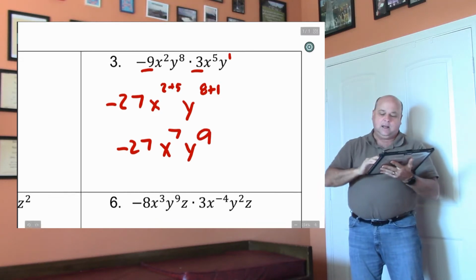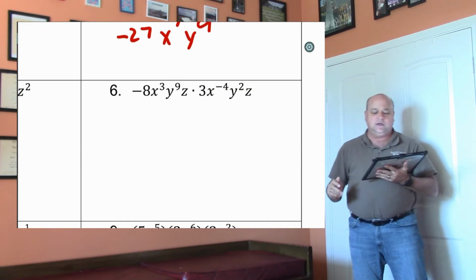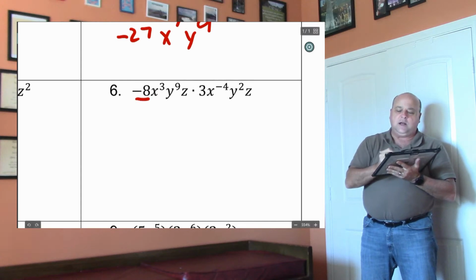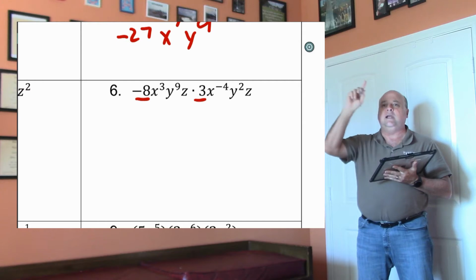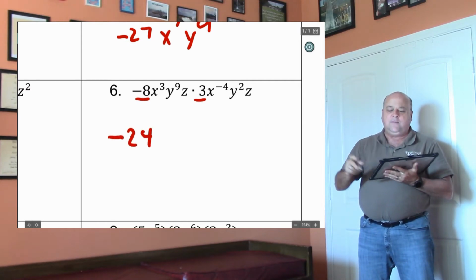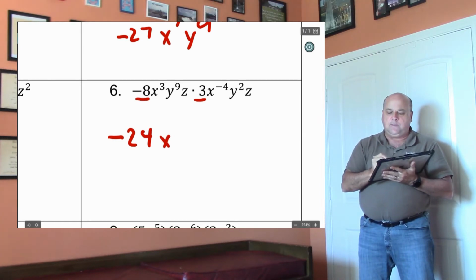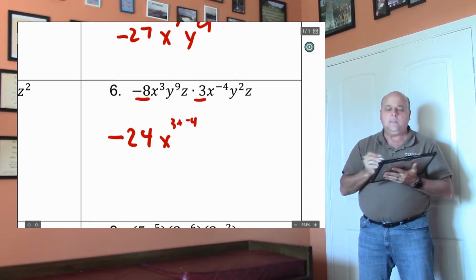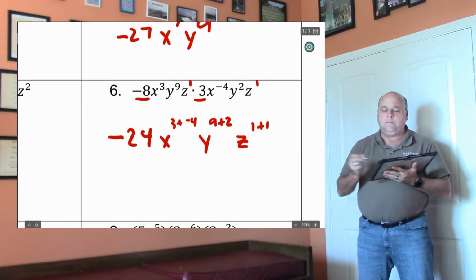Piece of cake. Let's go to number 6, which is kind of different because there are some negative exponents in here. Remember, we're still going to multiply our coefficients. Negative 8 times 3, a negative times a positive is a negative. 8 times 3 is 24. Then put the letters in alphabetical order. I have an x, 3 plus a negative 4. Then put down your y, 9 plus 2. Then put down your z, and the z's have exponents of 1, so write down 1 plus 1.